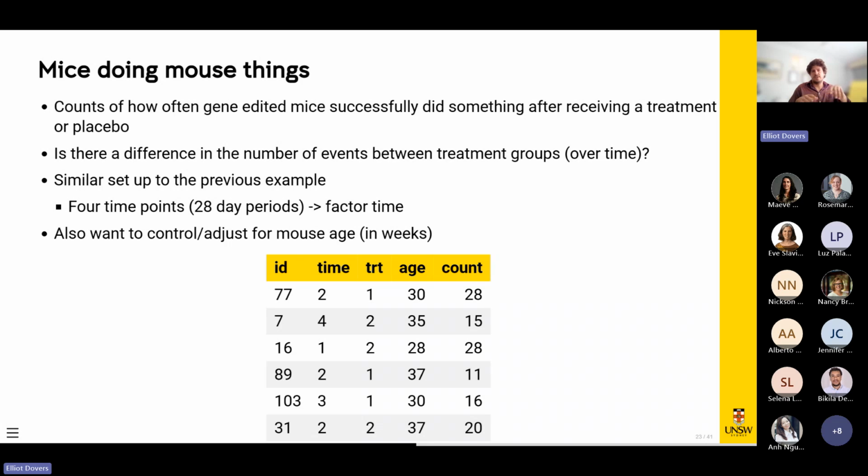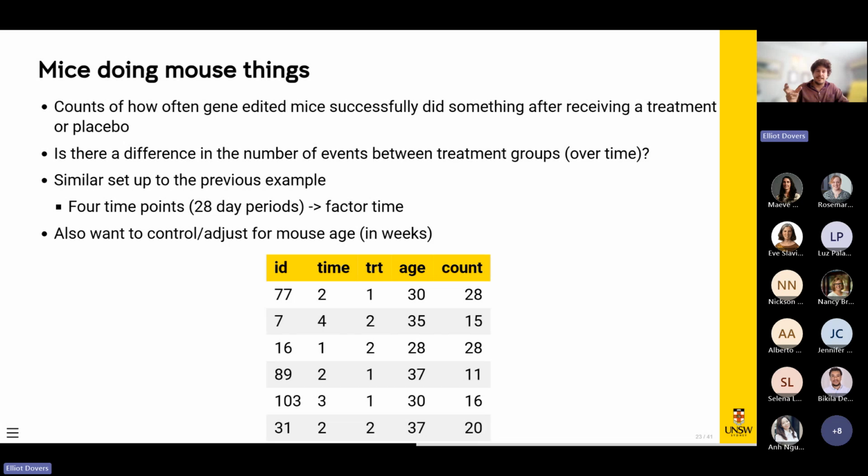So this data was collected where it was just counting mice doing something that they were tested on, and it was looking at how often these gene-edited mice did it when they were given either a placebo or a treatment. So it's asking the question of, is there a difference in the number of events that occur between these treatment groups over time? Again, I suppose the gene editing was expected to make this harder and harder, and the question was really asking, is the treatment mitigating that effect of the gene editing?